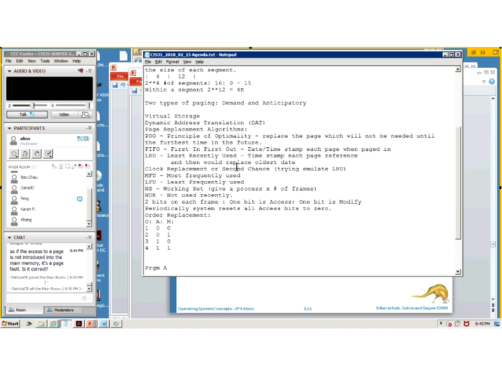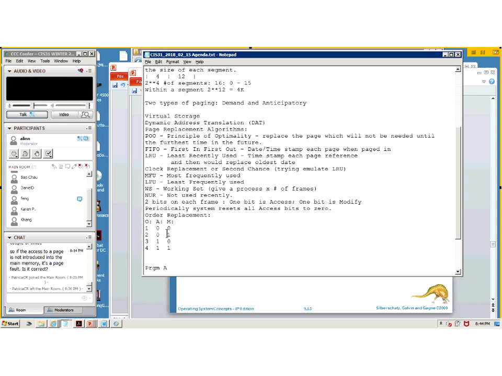Very much like the clock policy, which I'll illustrate for you. And this would be the order of replacement. So the order is 1 to 4, and this is the access bit, this is the modified bit. The first one to replace would be 0, 0. The second one would be 0, 1. The third one would be 1, 0. And the fourth one would be 1, 1.